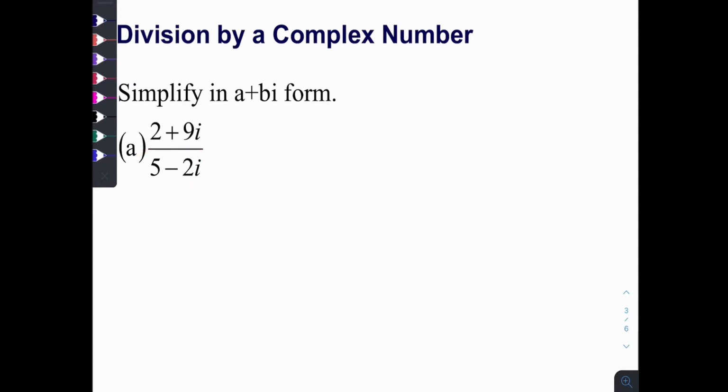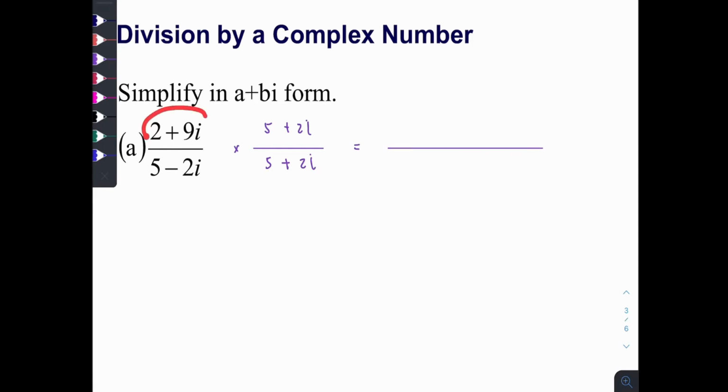So to change the bottom part into a real number, we have to multiply with its conjugate. So what's the conjugate of 5 minus 2i? It's 5 plus 2i. So for the bottom part, I will just multiply with 5 plus 2i. If the bottom part is multiplied with 5 plus 2i, the upper part we have to do the same so that we don't change the question. So for now, you just need to simplify it.